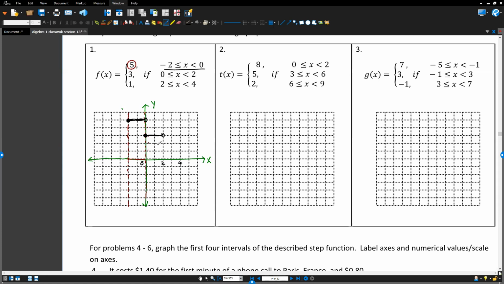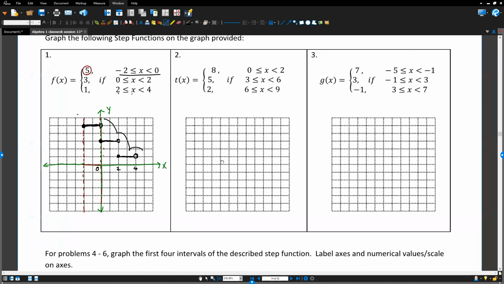Okay, between 2 and 4, the height is 1. Y equals 1. 2 is included, 4 is not included, right? So the line is 1. That just kind of looks like a step, right? You can jump over here. Step, step, step. Okay, that is just step functions. Okay? Okay, we're going to try number 2 one more time.